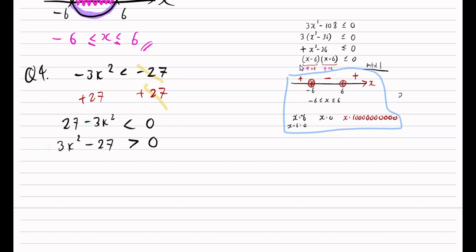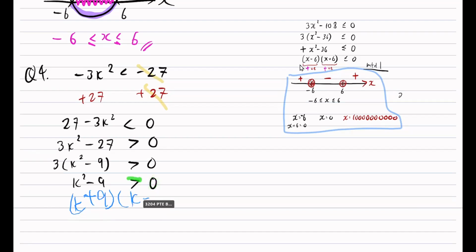It makes things easier. Now you got a 3, you got a 27. Do you notice anything common between them? Divide by 3. Yes. So we can factor out 3 first, then divide by 3. Do you need to flip the sign when you divide by 3? No. Don't need. Then 0 divided by 3, of course, still 0. This time is more than. Factorize. Good. k minus 3 times k plus 3, more than 0.